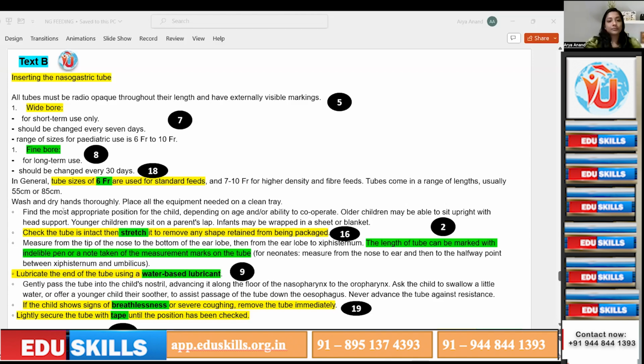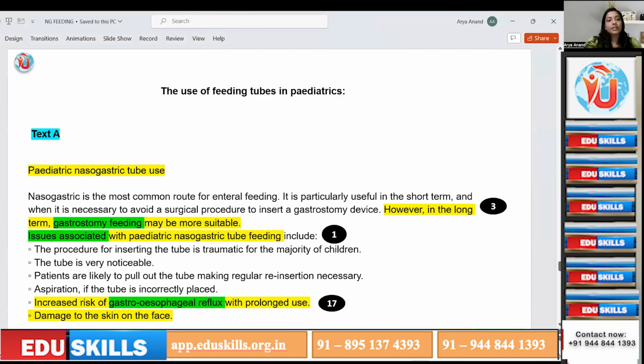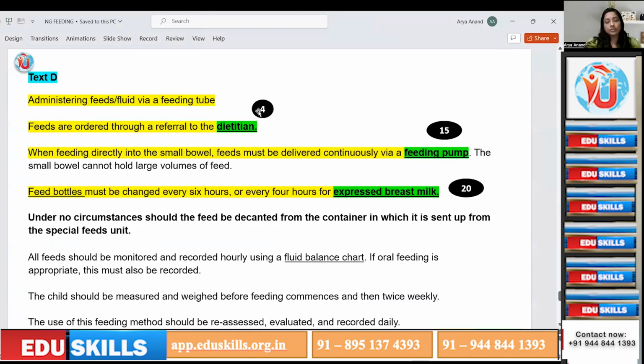No. Okay. When alternative forms of feeding may be more appropriate than nasogastric. Just now I have explained regarding gastrostomy. Okay. Third one. Now fourth one. Who to consult over a patient's liquid food requirements? Feeds are ordered, referral to the dietitian. So option D is the answer, right?